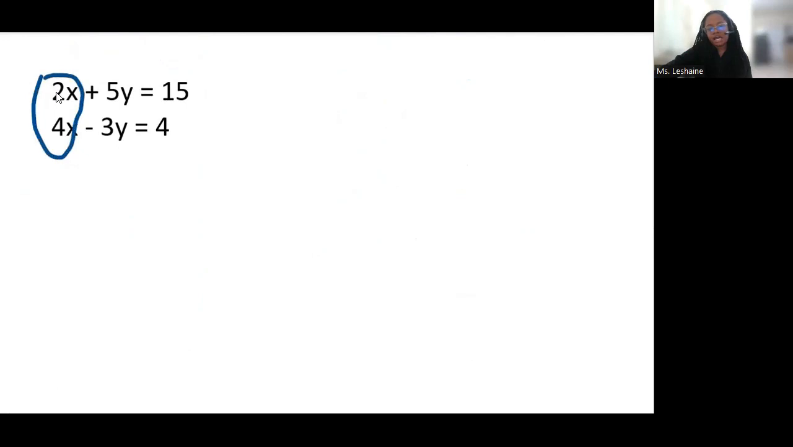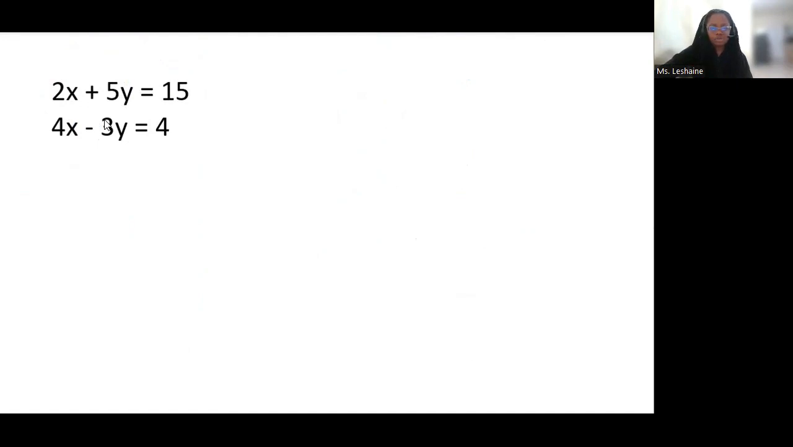Take a look at this problem that I have here. None of the terms are the same because I have a 2x, then I have a 4x, then I have a 5y and a 3y. So can it be solved? Yes, it can. Now, how do I solve a problem like this? If you just go ahead and add the equations together or subtract the equations from each other, then you will not get what you want because the elimination method really eliminates one of the terms.